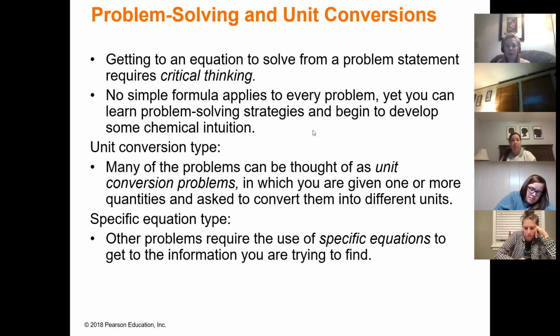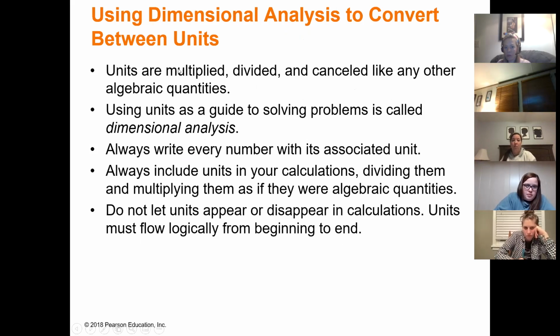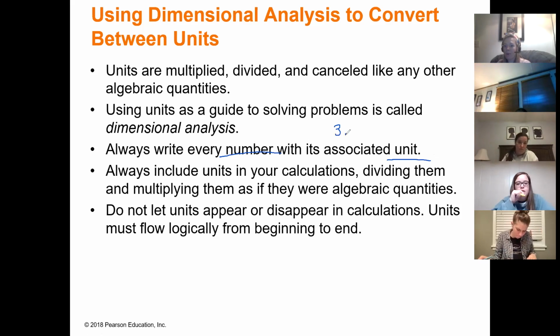Let's talk about that first one, unit conversions. So we use this thing called dimensional analysis, which is just a fancy way of saying that we're going to multiply, divide, and cancel out algebraic quantities using conversion factors. Always, this is just good, proper mathing. Always write your number with its associated unit, okay? So don't ever just write like 3.47. 3.47 what? So make sure if you're talking about 3.47 grams, you give it a unit of gram.